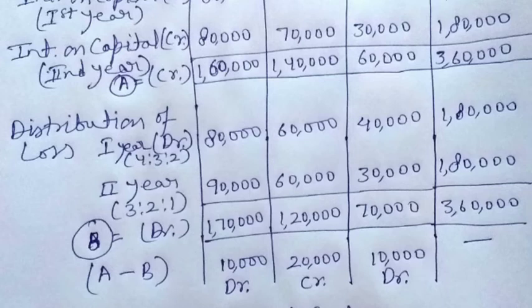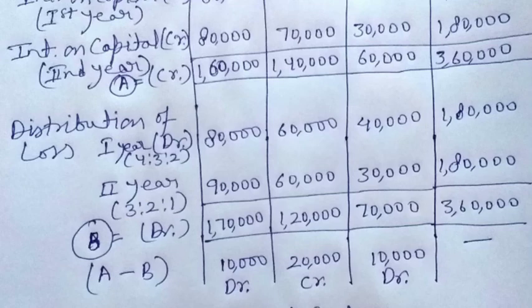You can see for Anil the credit balance is 1,60,000 and the debit balance is rupees 1,70,000. So the debit balance is more than the credit balance, and the answer is 10,000 debit balance. For Sunil the credit balance is 1,40,000 and the debit balance is 1,20,000. Here the credit balance is higher than the debit balance, so the difference is 20,000, which is a credit balance. For Sanjay the credit balance is rupees 60,000 and the debit balance is rupees 70,000. So the debit balance is more than the credit balance, and the difference is 10,000 debit balance.